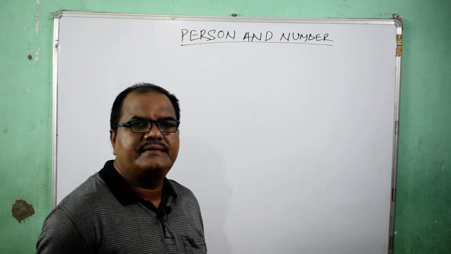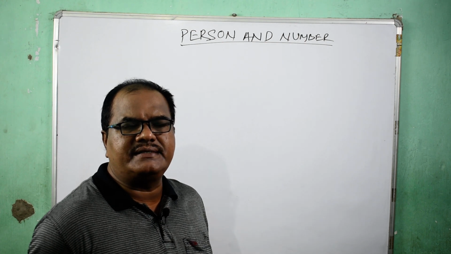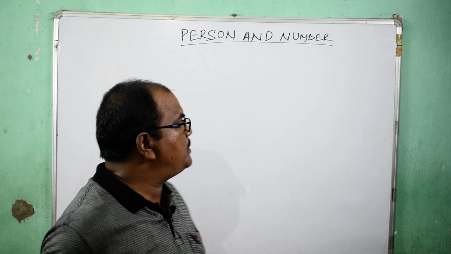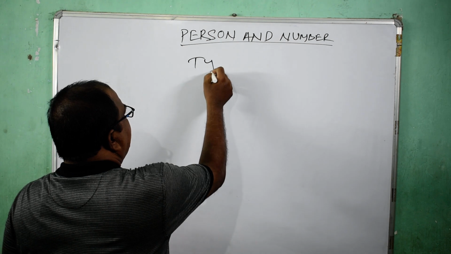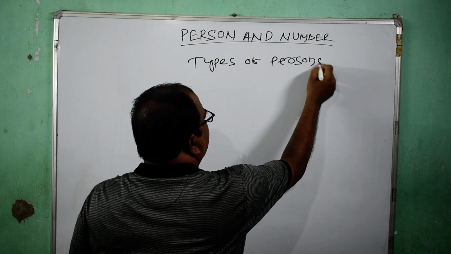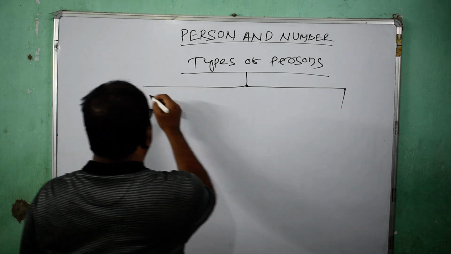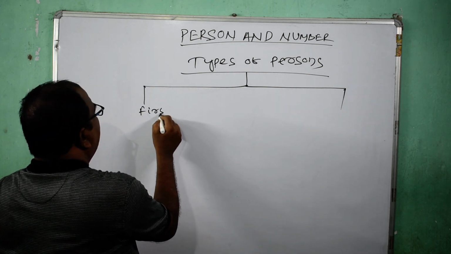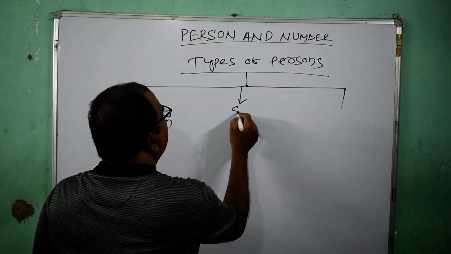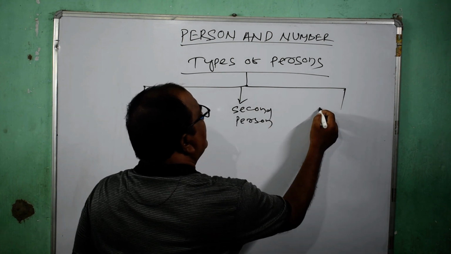In the English language, there are three types of persons. How many types of persons are there in English? Three types of persons. They are first person, second person, and third person.